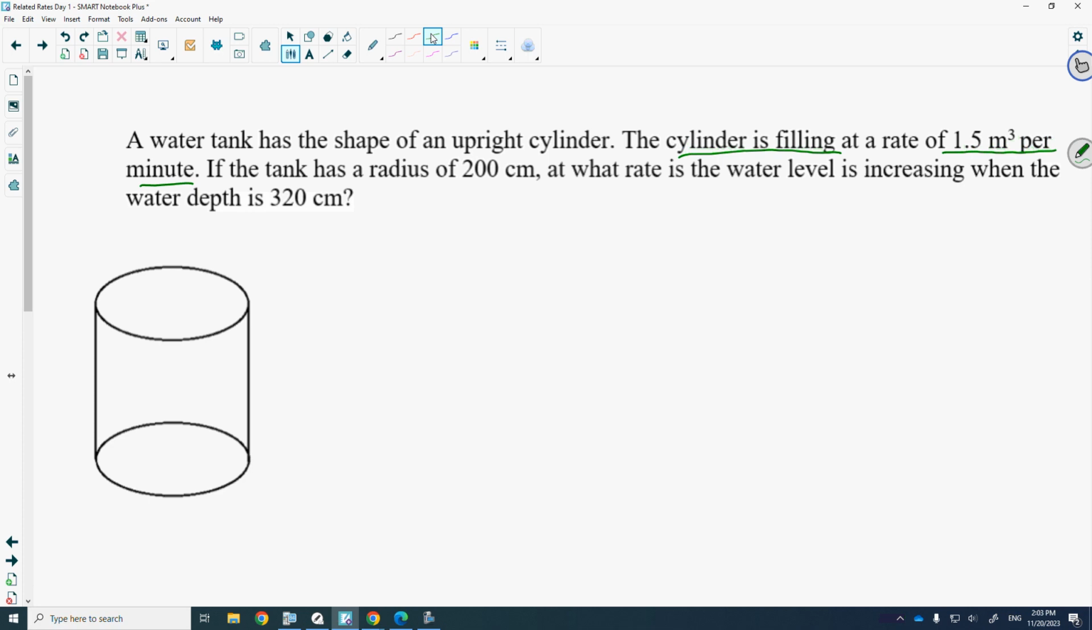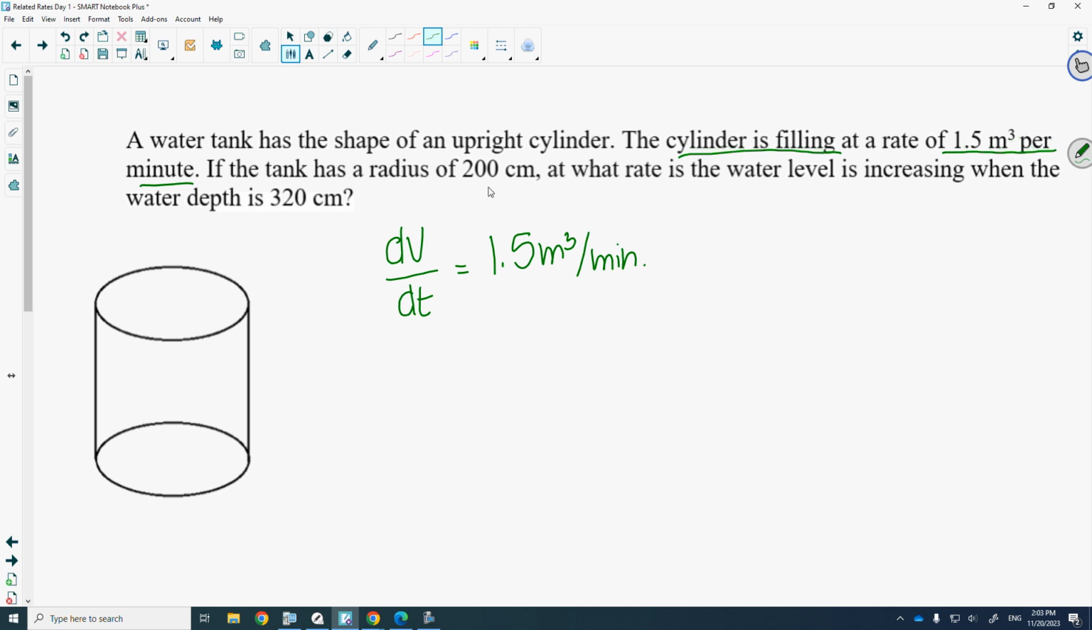So we're filling the cylinder. So Maya, what did I just give you the rate of? Yes. So d what over d what? Yeah, dV over dt. This guy's filling at a rate of 1.5 meters cubed per minute.